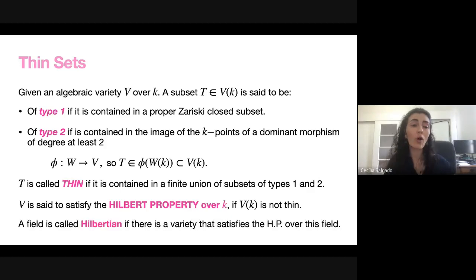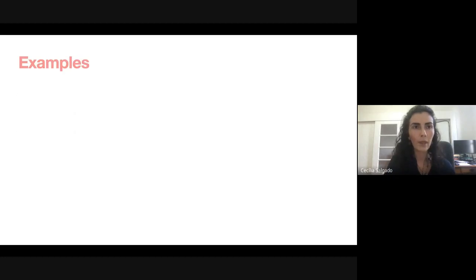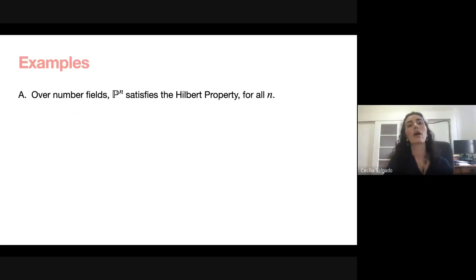So a field is called Hilbertian if there is a variety that satisfies the Hilbert property over the field. Again, if you want to think about Hilbertian, think about it as the other extreme of being algebraically closed. Because C is not Hilbertian, right? And actually, let's see a few examples of these definitions that I just gave you. Those are the last definitions of this talk. So some examples.